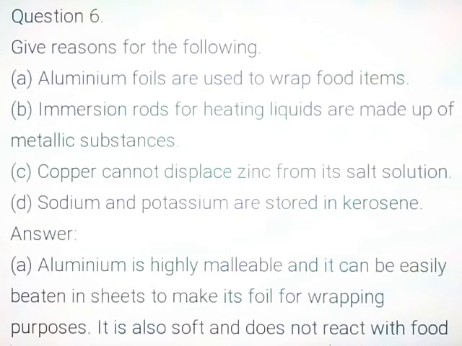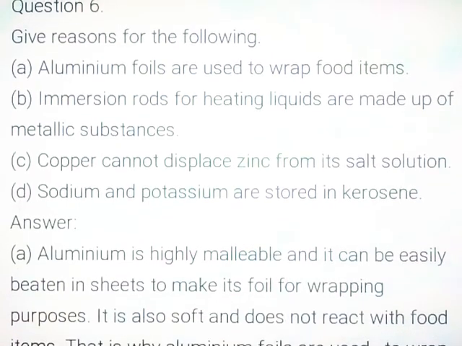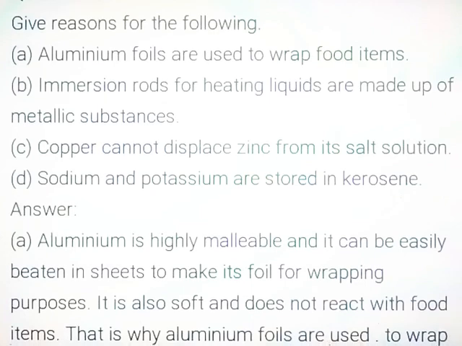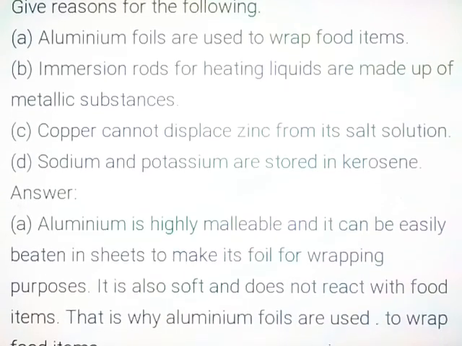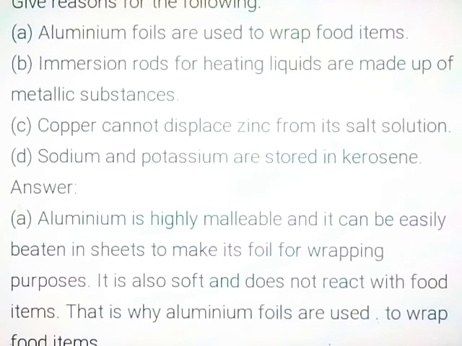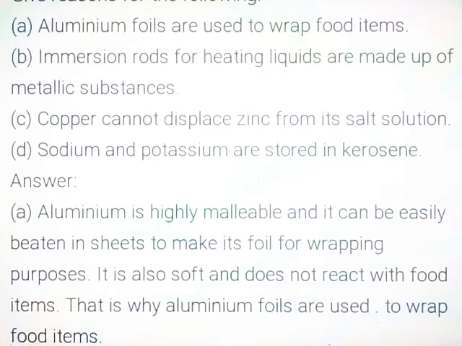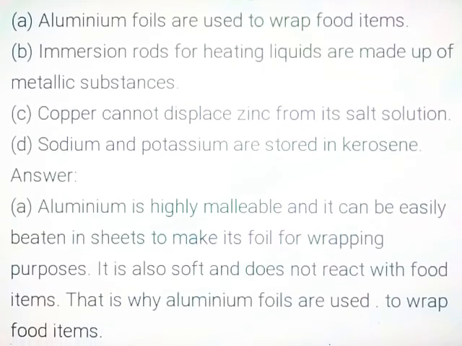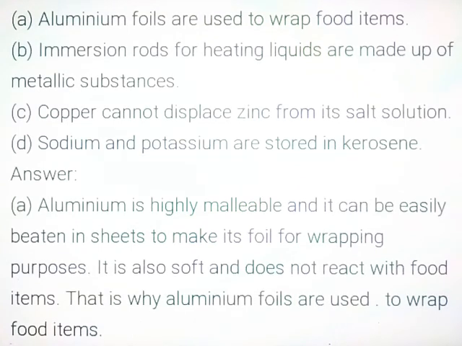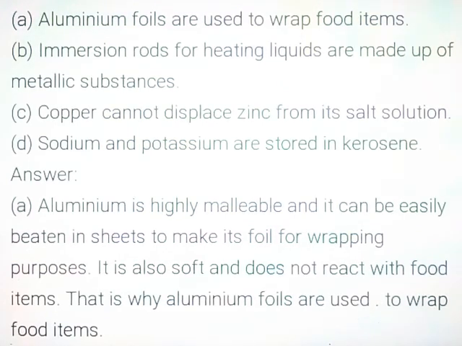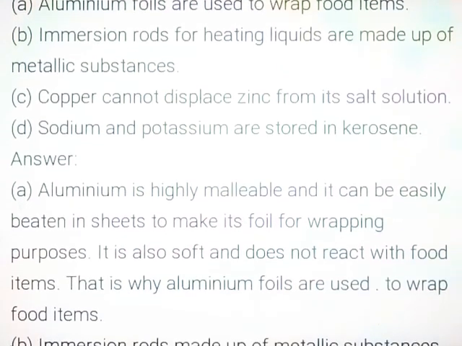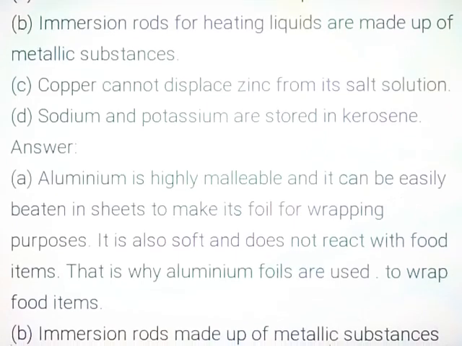Question number 6. Give reasons for the following. Part A, aluminium foil is used to wrap food items because aluminium is highly malleable and it can be easily beaten into sheets to make its foil for wrapping purposes. It is also soft and does not react with food items. That is why aluminium foils are used to wrap food items.